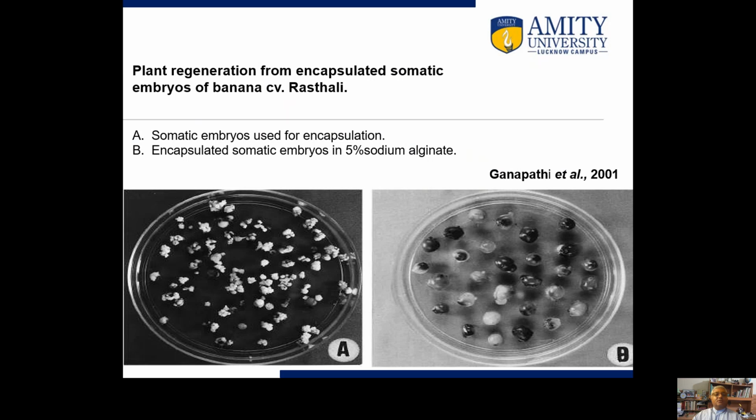In this picture, you can see the somatic embryos of the banana for encapsulation. And in this case, the somatic embryos were encapsulated in 5% sodium alginate.